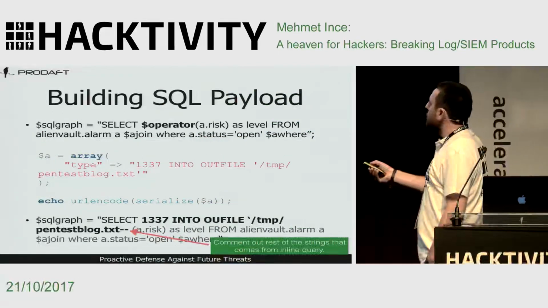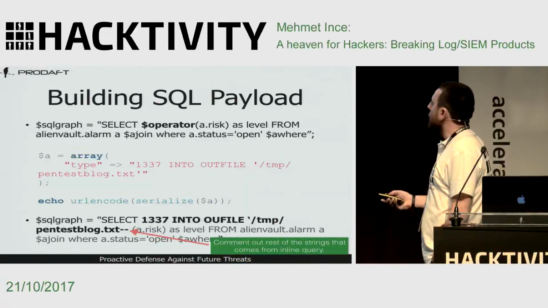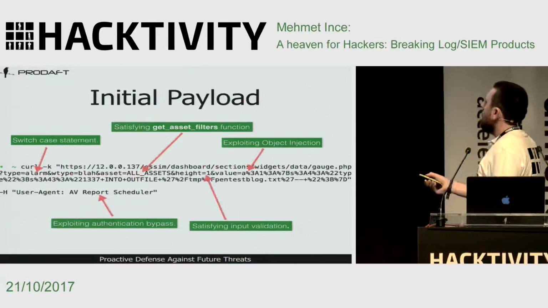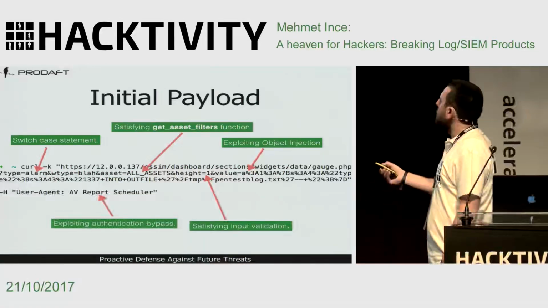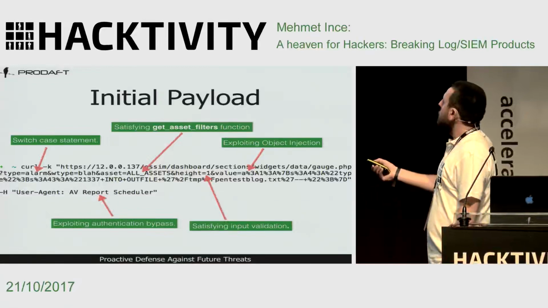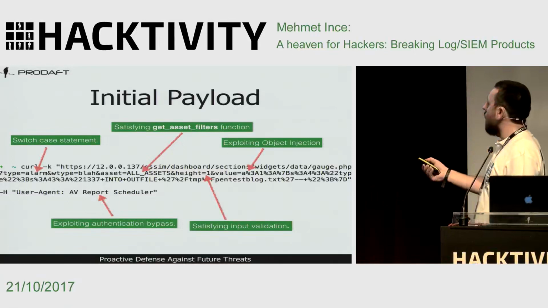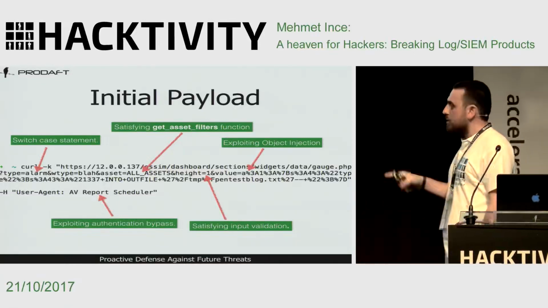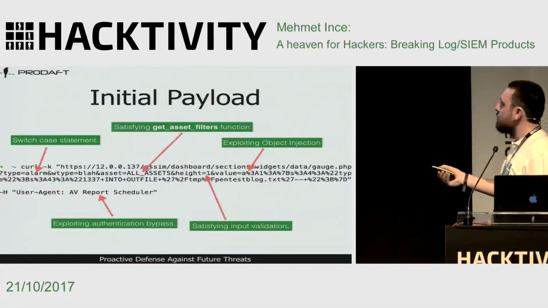So this is our initial payload. We are commenting out the rest of the query. Anyway, this is how we can trigger the SQL injection. Our type is alarm, and we put all assets data to the asset variable. We are putting height equal to 1 because there is an input validation about that parameter, and here is our payload, and of course our magical user agent.